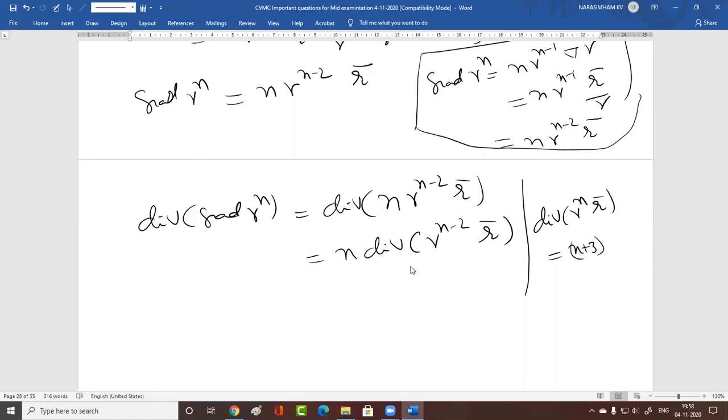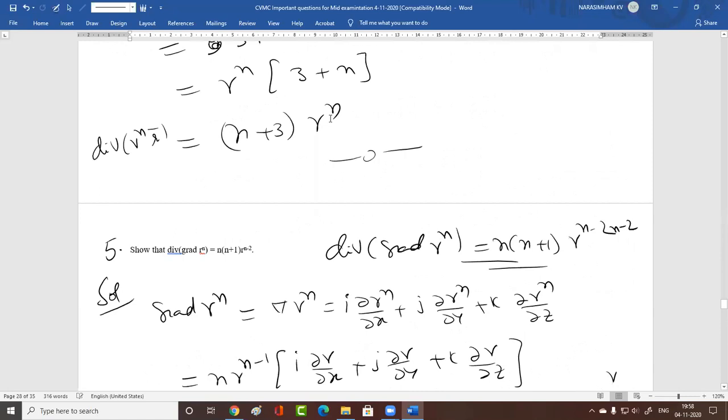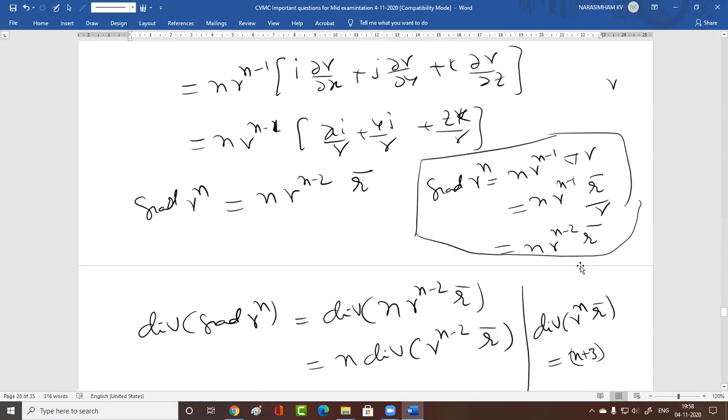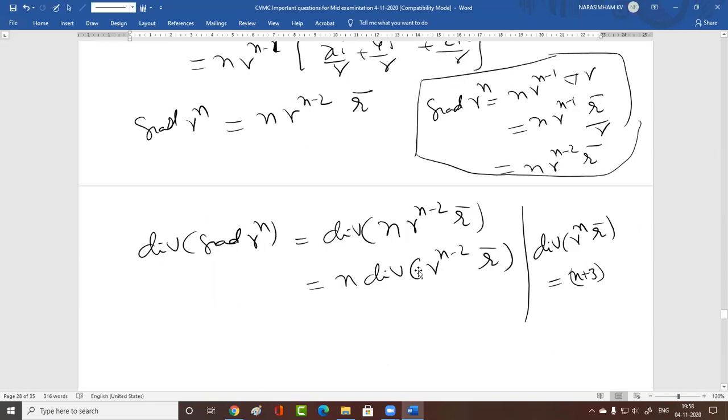N plus 3 into r power n minus 2. Am I correct? Previous result. So if you use the same concept, you will directly get the required answer. What is the answer? In place of n, write n minus 2. Then what happened? n into n minus 2. Replace n by n minus 2: n minus 2 plus 3 into r power n minus 2, directly n into n plus 1 into r power n minus 2.